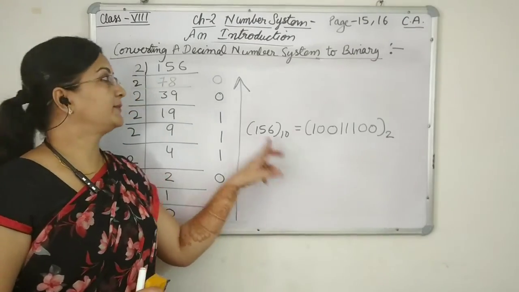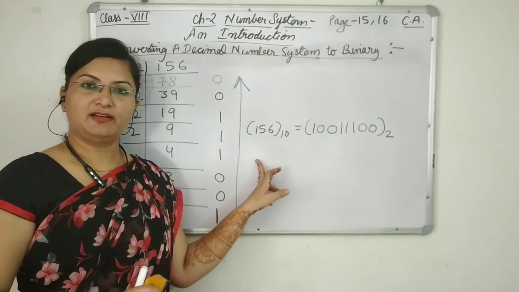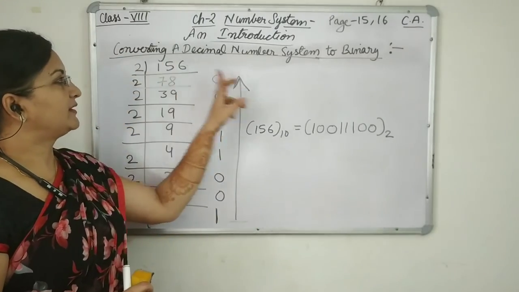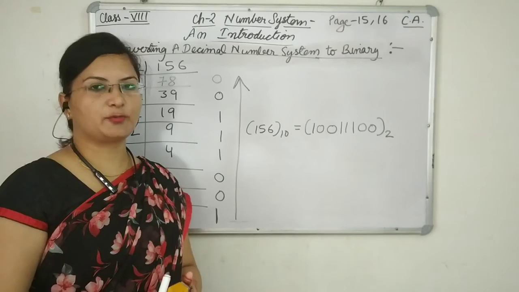So students, only these 2 examples I will tell. Other examples you will do on your own. So this was decimal number system to binary number system.